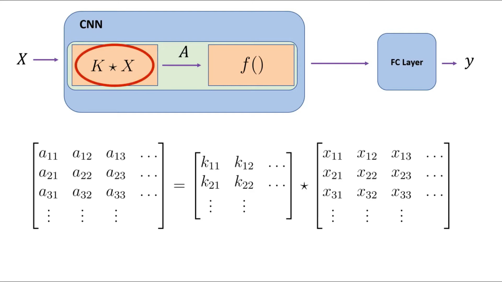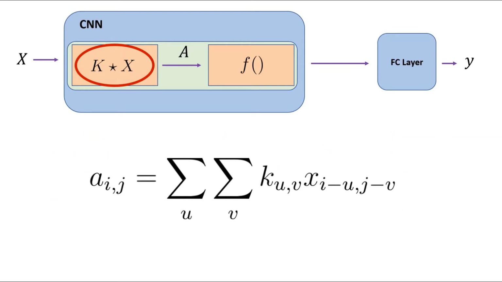The convolution stage takes the input X and outputs the matrix A, that is calculated by the mathematical convolution between the kernel K and X. The kernel matrix can be thought of as the weights matrix of the CNN. The elements of this matrix are what we want to learn during training of the deep learning model. In general, the two-dimensional convolution to find the ith row and the jth column position in matrix A is given by the equation on the screen.